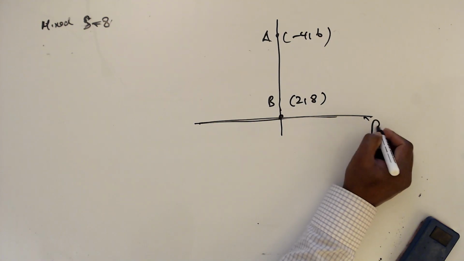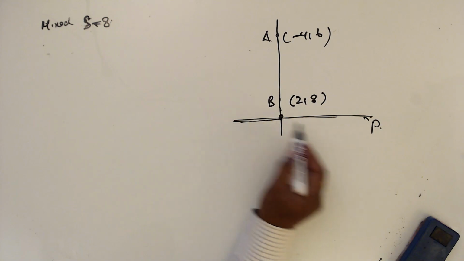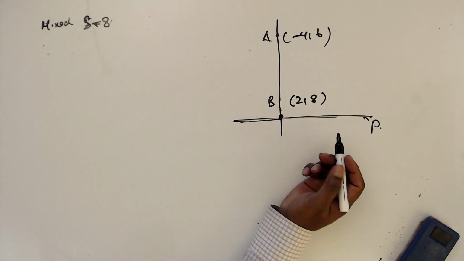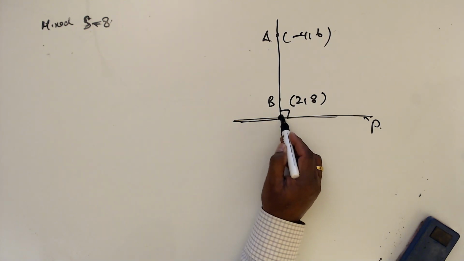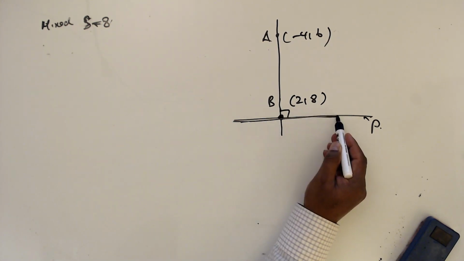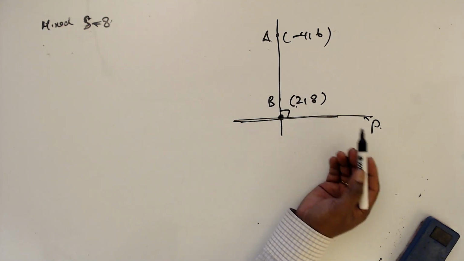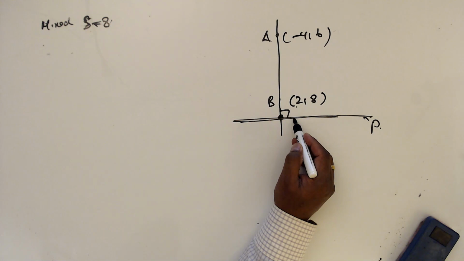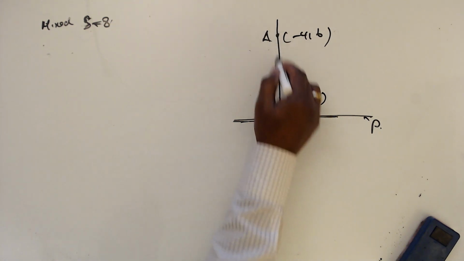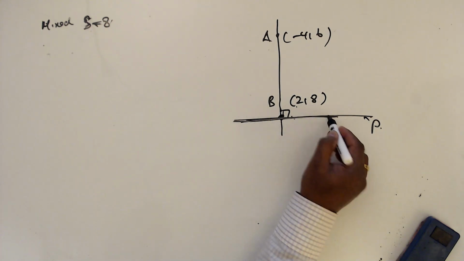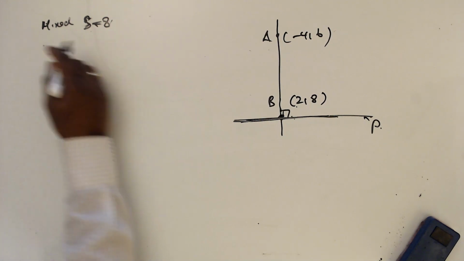The name of this line is P. So we want to find the equation of this line. The plan is, this is perpendicular. This P line goes through (2, 8). If I know the gradient of this line, since I know a point, I can write the equation. To get the gradient, if I know the gradient of AB, then I can find the perpendicular gradient. So this is the plan.